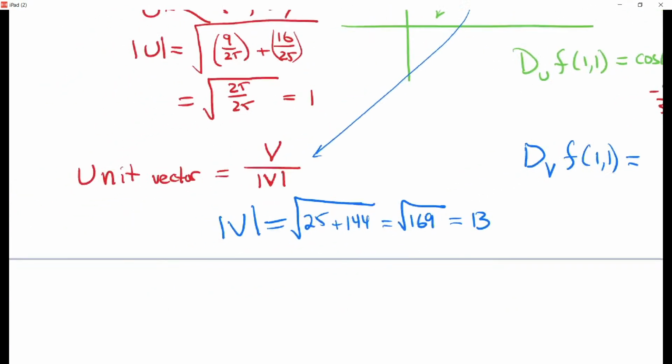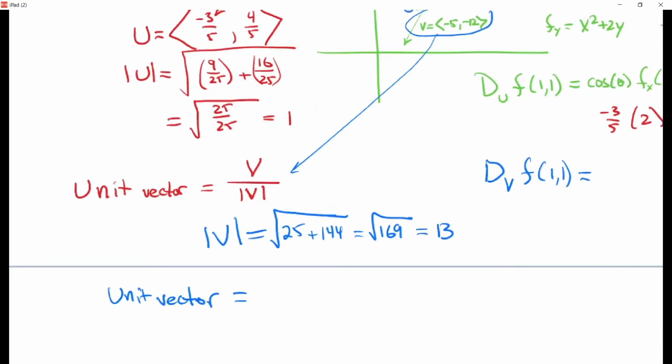Now I need my unit vector. Rostin, what is the unit vector that points the same direction as (-5, -12)? -5 over 13, -12 over 13. Beautiful. So we got that.